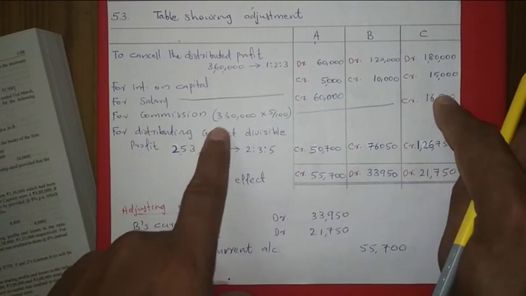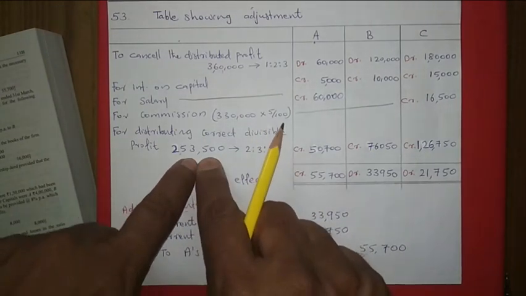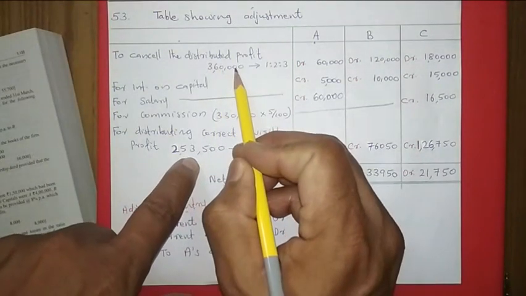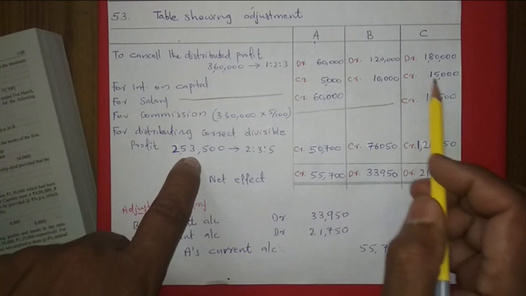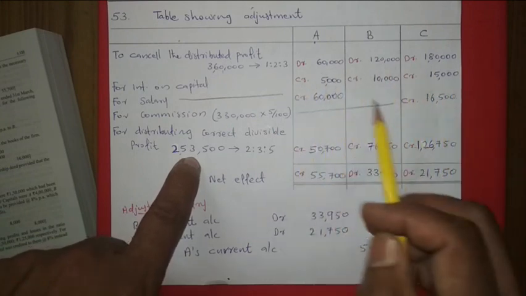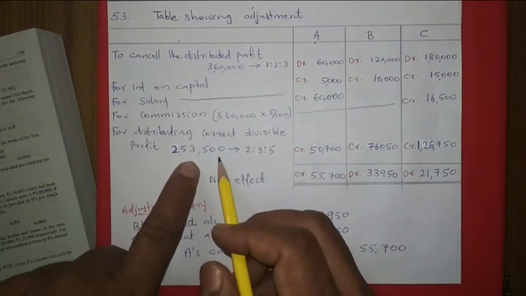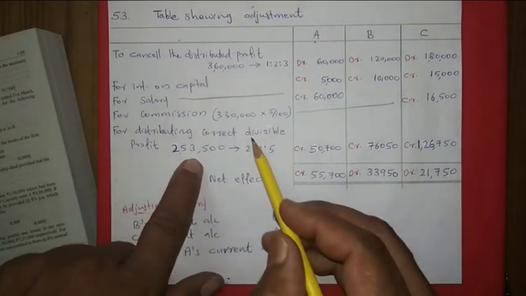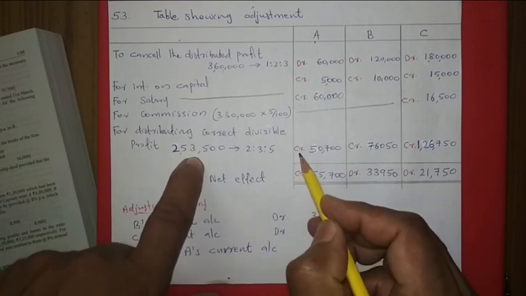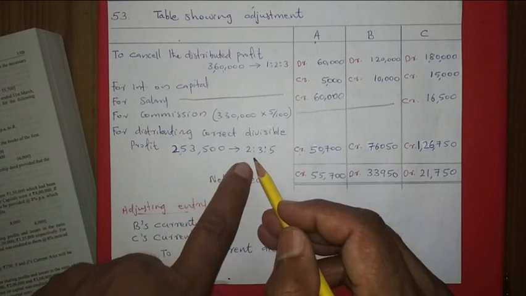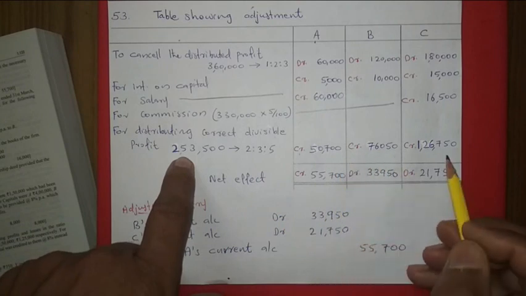Then after that we have to find out the divisible profit. From 3,60,000 we have to deduct the appropriations. Here interest on capital is there, salary is there, commission is there. These are all appropriations. Deducting from 3,60,000, we get 2,53,500. This is the divisible profit, and we are distributing it, so we have to credit it. In which ratio? The correct profit sharing ratio, given at the end of the question, 2:3:5. So this amount is distributed according to their profit sharing ratio.